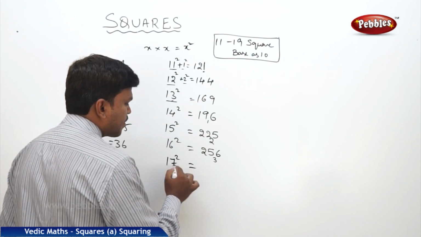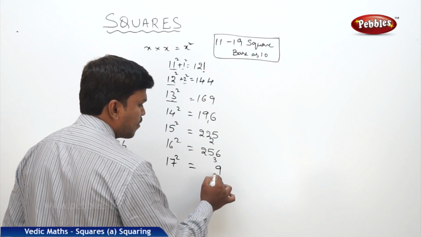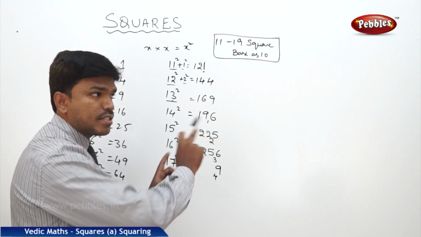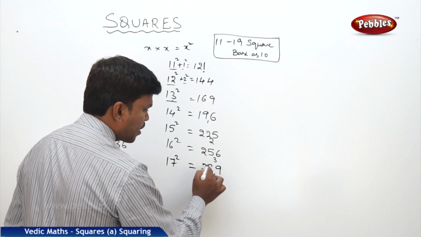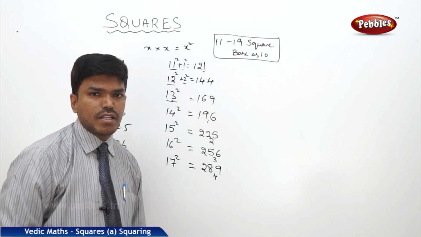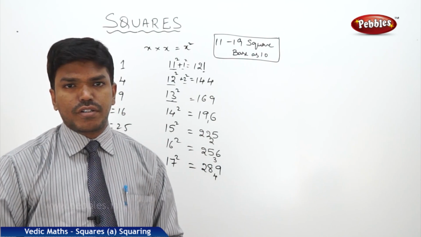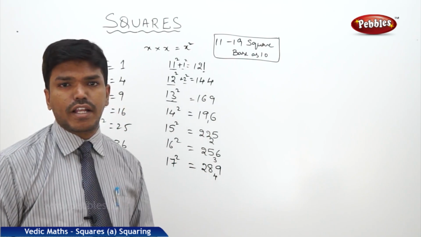17 square. 7 square, 49. So drop 9, carry 4. 17 excess number 7 when you compare with the 10. So 17 plus 7, 24. 24 plus 4, 28. So take a pass and please try 18 square as well as 19 square. You just pause the video and try the remaining 18 as well as 19.